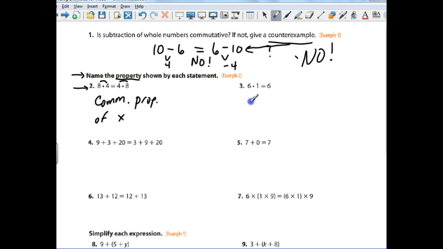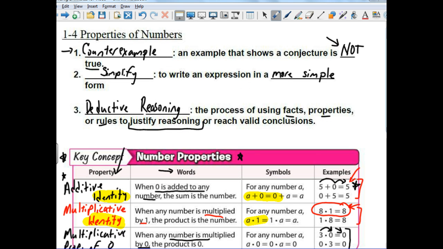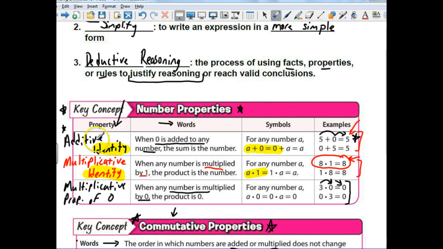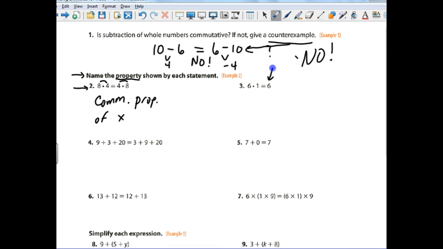If we look back at number 3, 6 times 1 is 6. Again, you should look back on the other side and identify what property that is. And hopefully you saw it was this one right here, the multiplicative identity. Remember, identity is the one where you get the same answer that you started with. So you know it's identity. And you know what I'm okay with? If you just say identity, multiplication, you can do that. That's fine.